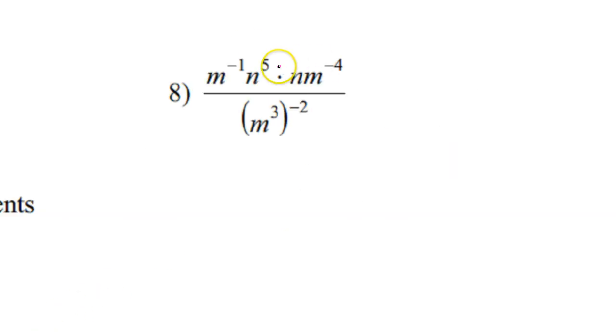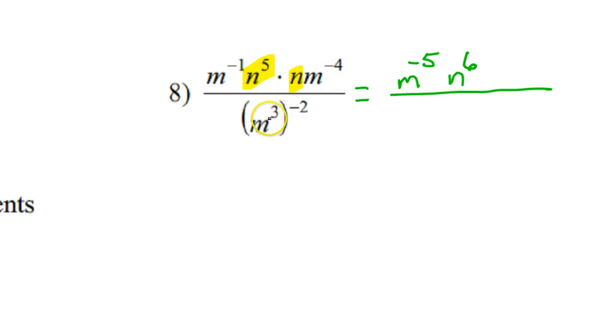Number 8. I'm definitely going to simplify the numerator first. And let's see, let's start with the m's. I have m to the negative 1 power and m to the negative 4 power. If I put those together, negative 1 plus negative 4, that's negative 5. Then I'm going to do the same thing with the n's. I have n to the 5th power times n. Together that is 6 n's, so n to the 6th power. So that's it for the numerator.